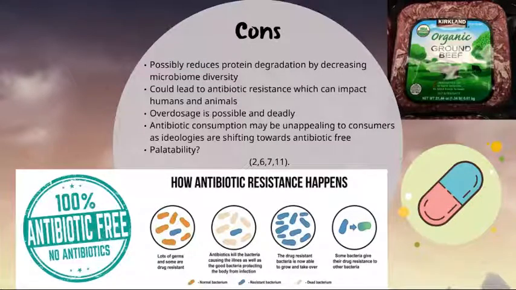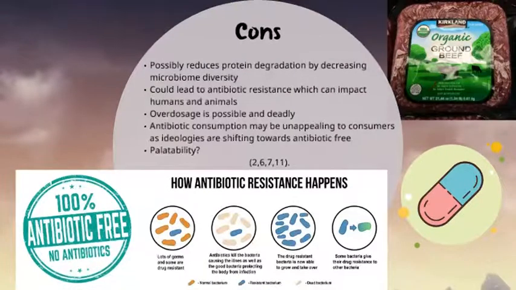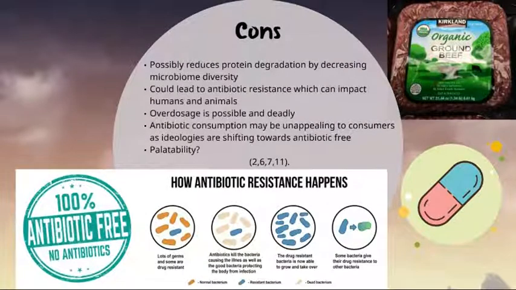While it isn't common, it is possible to overdose animals, and when that occurs, it is quite deadly and it can have permanent effects. It's also worth noting that while not necessarily a direct con on the animal itself, it's a con on the producer that antibiotic consumption may be seen as unappealing to consumers, as ideologies are starting to shift towards antibiotic-free and more natural methods of raising animals. And there's also some concerns about the palatability of ionophores, as it's shown that some ruminants can be pretty picky about what they eat.